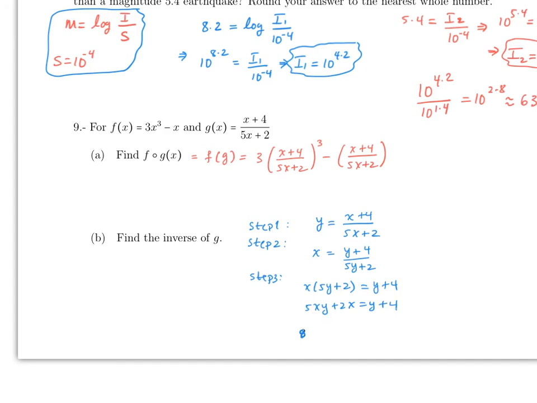Then combine the y's. So we do that, we'll have y times 5x minus 1, and on the other side, we have 4 minus 2x. So therefore, from here, y equals 4 minus 2x divided by 5x minus 1. And this will be the inverse function. And that's it.